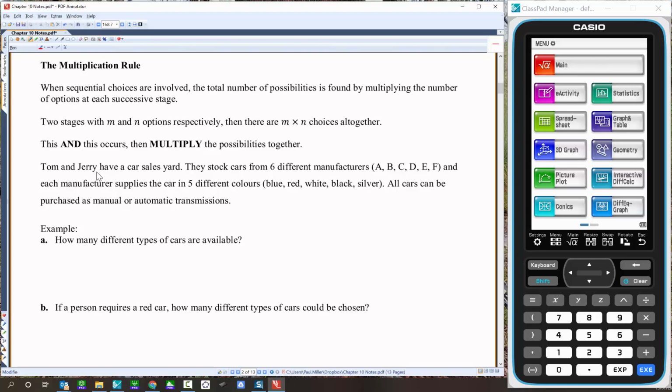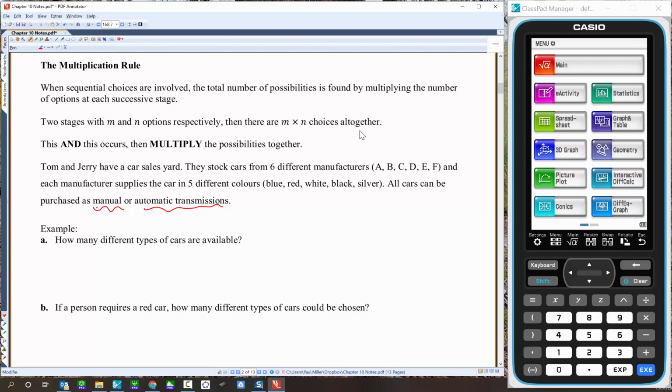All right, so here we go. Tom and Jerry have a car sales yard. They stock cars from 6 different manufacturers, A, B, C, D, E, and F, like Toyota, Ford, Alfa, Porsche, Ferrari, and Kia. Each manufacturer supplies the cars in 5 different colors, and all cars can be purchased as a manual or an auto.